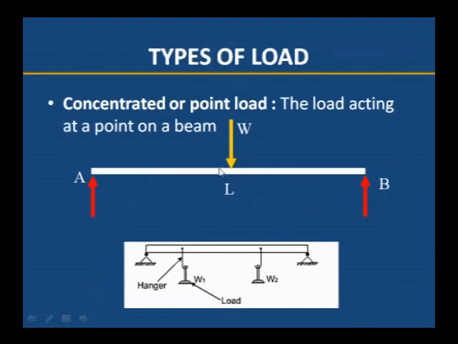Next, we have to know the different types of loads which act on the beam. One is the concentrated load or point load, the load acting at a point on a beam. For example, here we can observe a central arrow, a vertical load acting at one particular point. That type of load is known as a concentrated load or point load. An example is a light or some weight hanging on the beam.